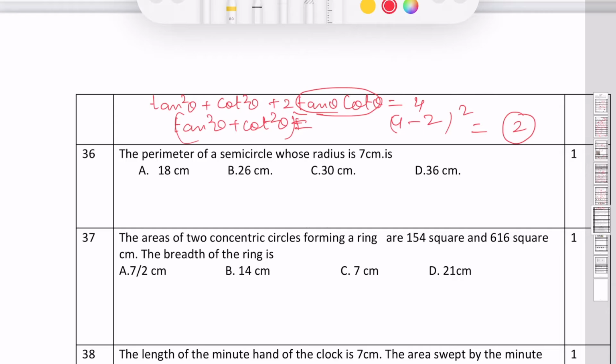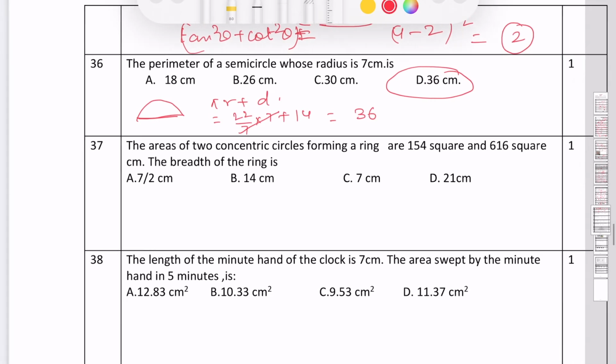Perimeter of semicircle. Perimeter of semicircle means pi r plus d. So it is 22 by 7 into 7 plus diameter, radius is 7, so 14. So it is 36 centimeter. The mistake you are making is that you are not adding the diameter.